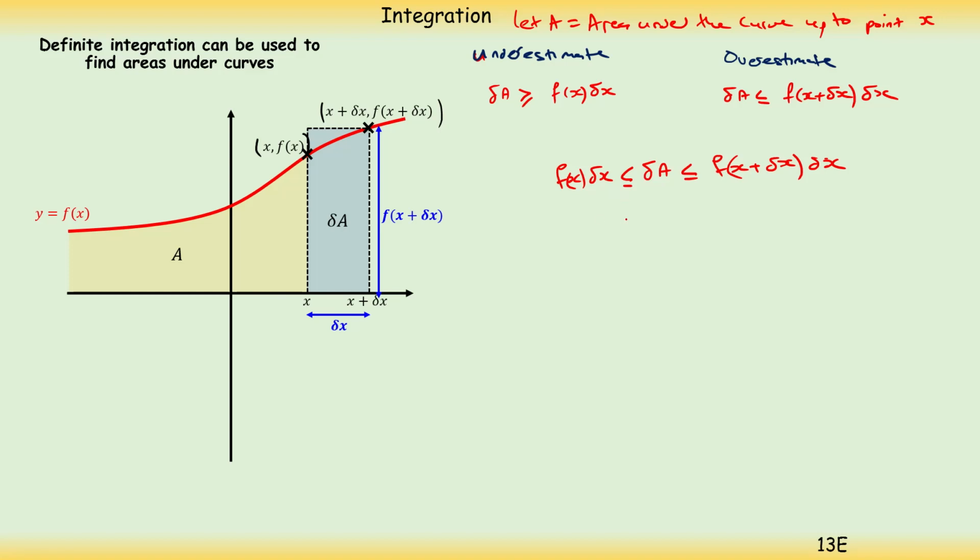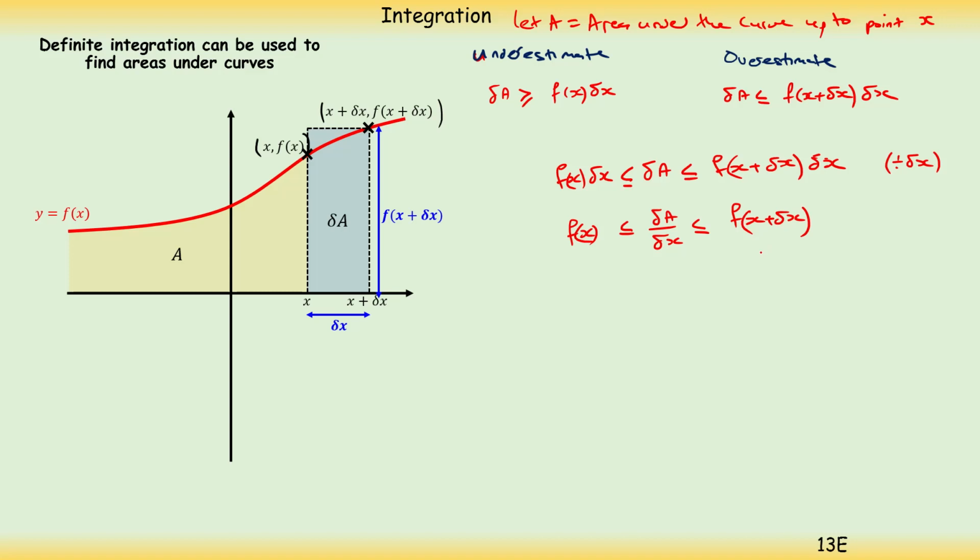Now I want to simplify that. In the first instance, I've got delta x there and delta x there, so I'm going to divide by delta x. That leaves me with f of x less than or equal to delta A divided by delta x, which is less than or equal to f of x plus delta x. Okay, so I've got my delta x there.